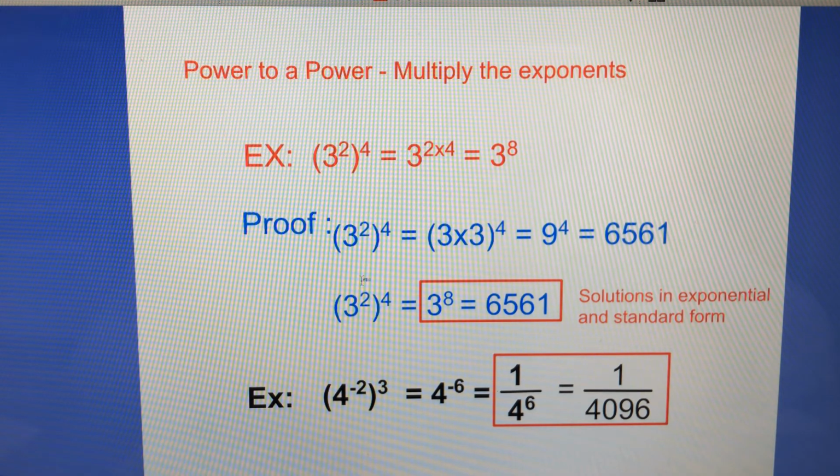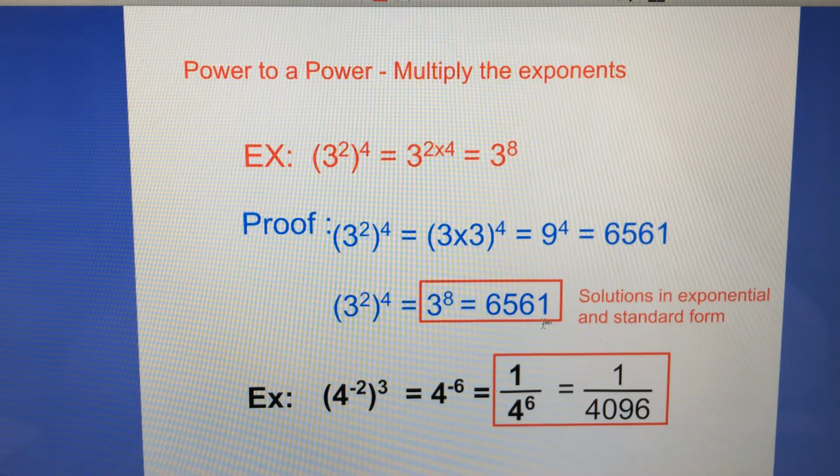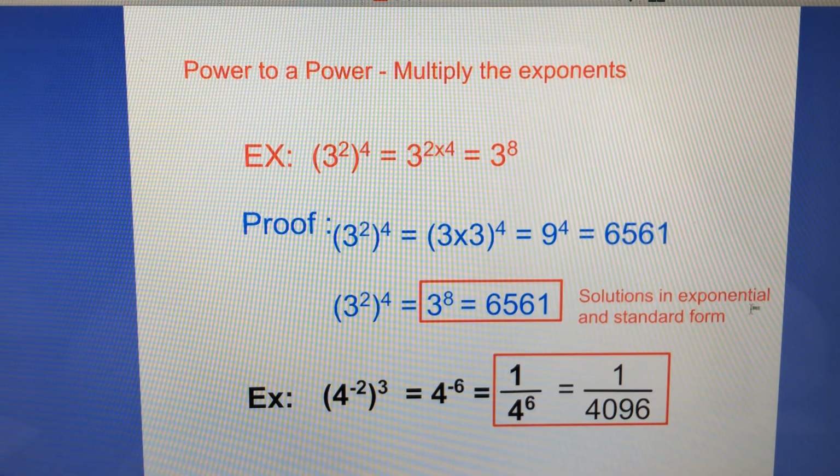How am I going to prove this to you? Well, 3 squared is 3 times 3, which is 9. Raised to the 4th power, 6,561. 3 to the 2 times 4, 8th power, 3 to the 8th power, 6,561. My solution is in exponential and standard form. This is exponential, this is standard.